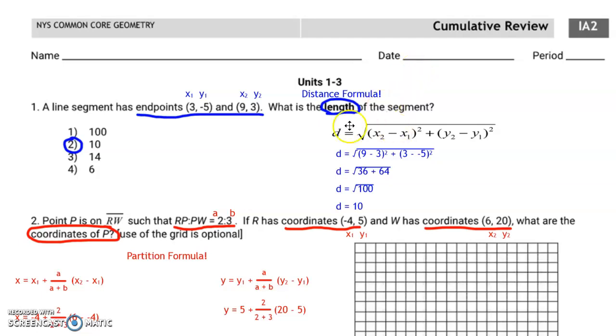For example, the distance formula. The line segment has endpoints (3, -5) and (9, 3). You need to memorize this distance formula. It will not be on the formula sheet. You substitute the values in and solve, you get d is equal to 10.